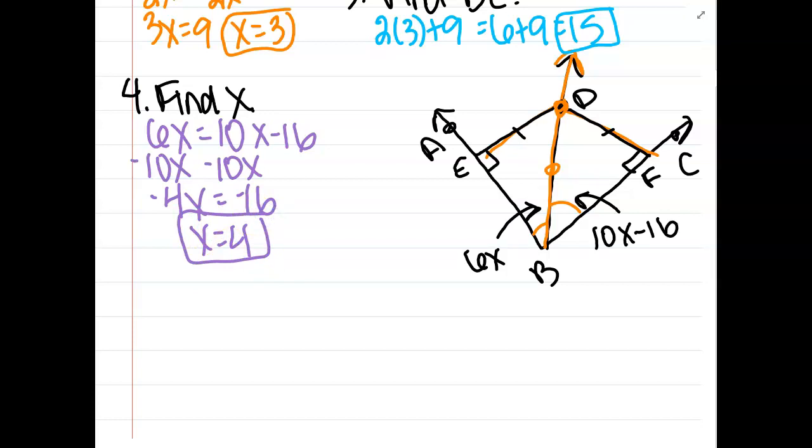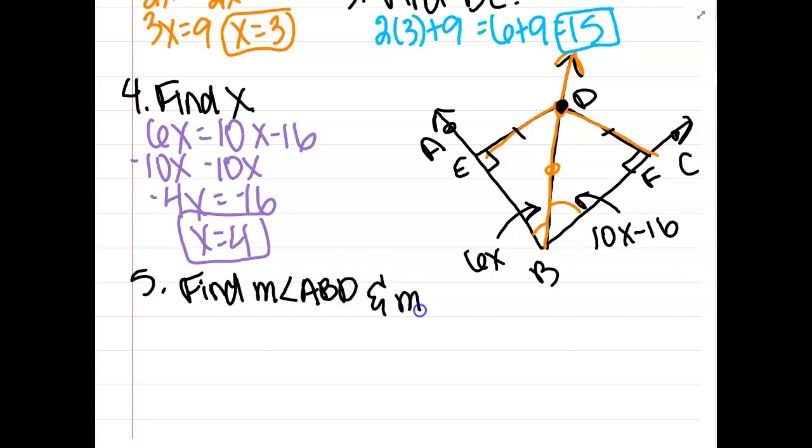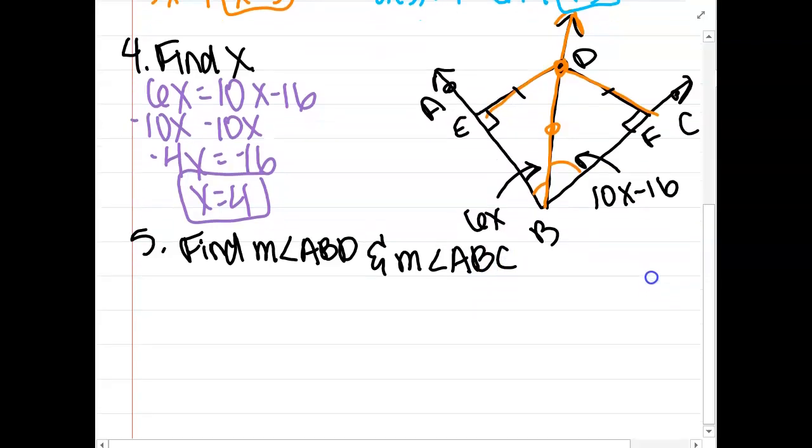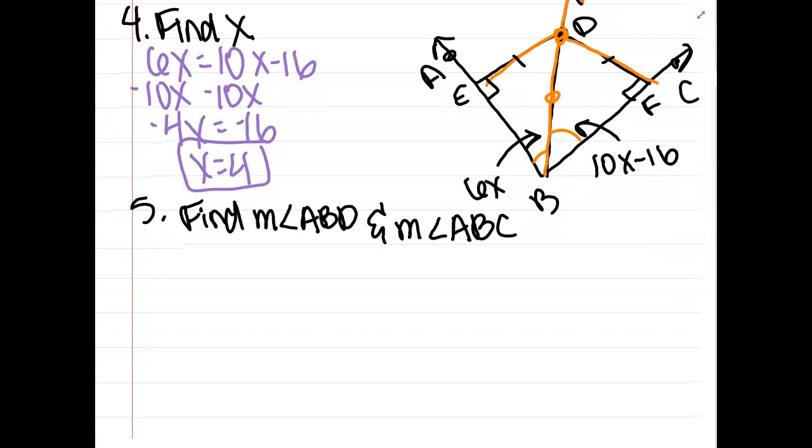Okay, then number 5, let's do one more thing with this diagram here. I want to find the measure of angle ABD and the measure of angle ABC. I want to find both of those. So let's start with the measure of angle ABD. How will I find the measure of angle ABD?